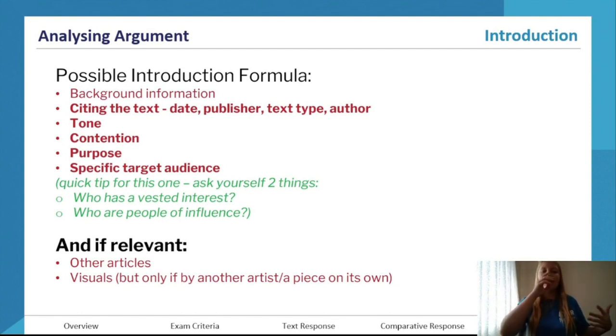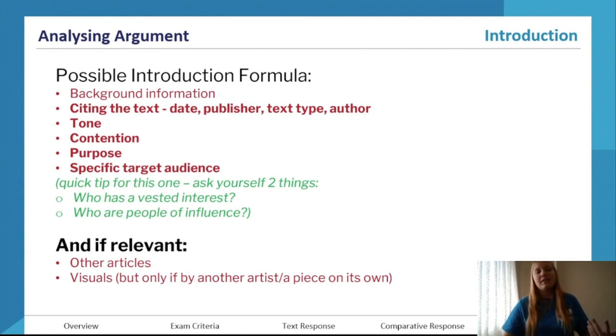For audience, just ask yourself, who would have a vested interest in the issue? We don't want you ever saying it's for Australian audience, the general public, blah, blah, blah. You need to make it more specific. Is there a particular age group involved? Is it targeting millennials? Is it targeting progressive audiences? Think what's appropriate. Who are the people of influence? Questions to help you identify audience.